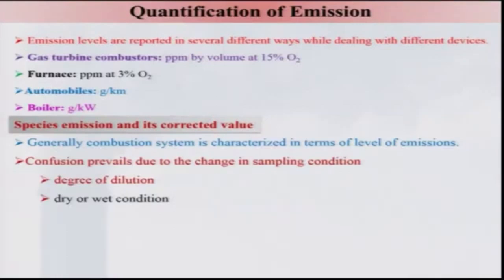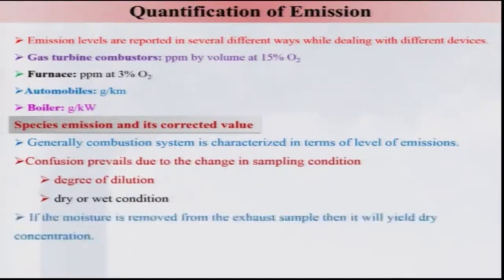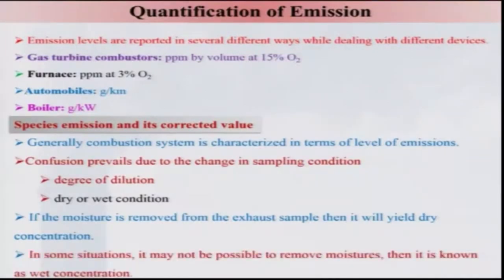As I told earlier, in the burning of hydrocarbon fuels, there will be water formation, and therefore water will be there in the gaseous phase in the product itself or in the flue gas. So, when you consider emission measurements without removing the water content, we call it a wet condition, and when you remove the water content and then measure the emission level, we call it a dry condition. If the moisture is removed from the exhaust sample, it yields a dry concentration. And if in certain situations it is not possible to remove moisture, then it is known as wet concentration.